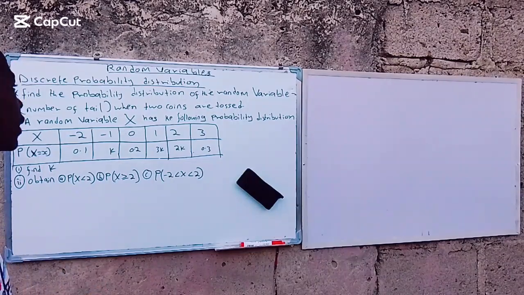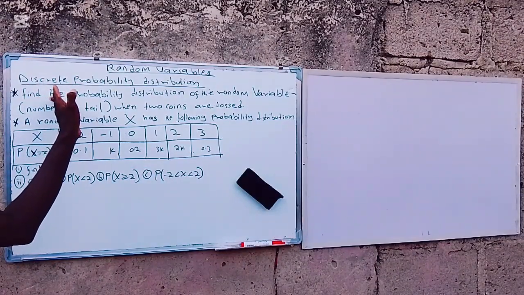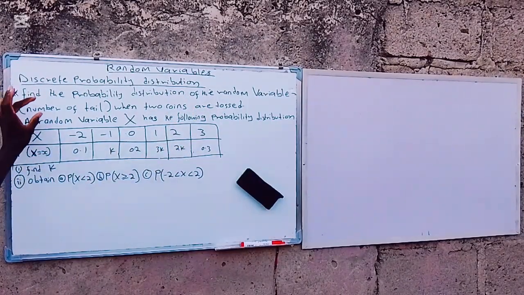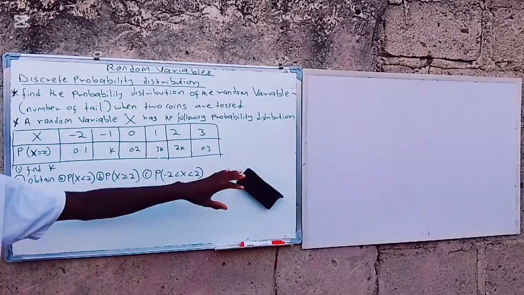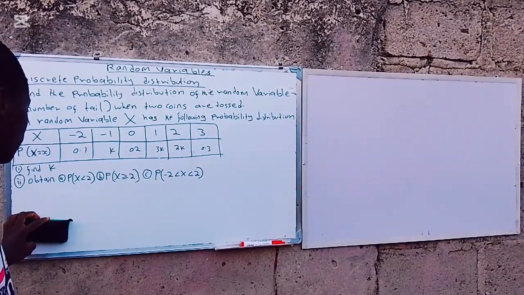Hello, good day viewers. In today's tutorial we are going to see the discrete probability distribution, which is under random variables. So I have some questions here for you. The first question says: find the probability distribution of the random variable, in brackets, the number of tails when two coins are tossed. So this is a very simple question.